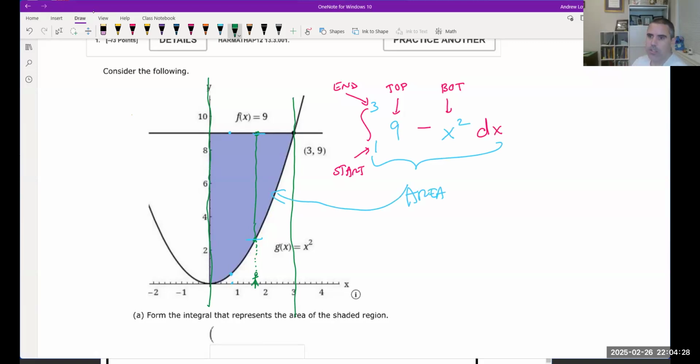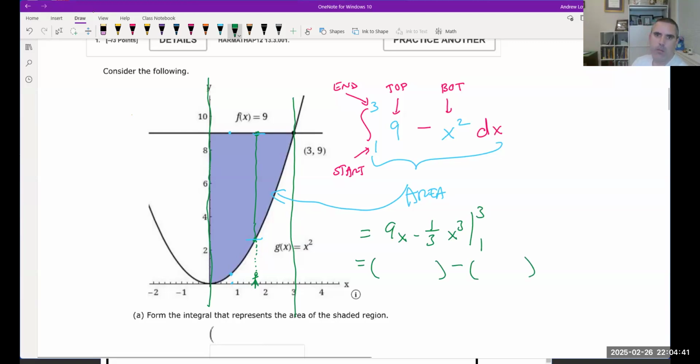And then once you have it, it's computation time. 9x minus 1/3 x cubed, and we get to do one of these definite integrals. Antiderivative, and now we're going to plug in a 3 everywhere, plug in a 1 everywhere, and we will be done. So that's the game you're going to be playing. The very last question on the test will be something just like this, where I give you a picture, and I say, what do you get? The numbers will come out pretty nice.